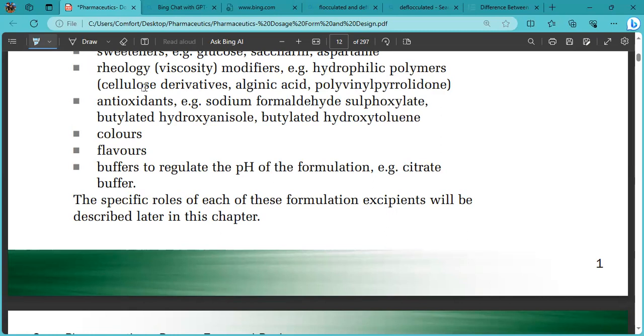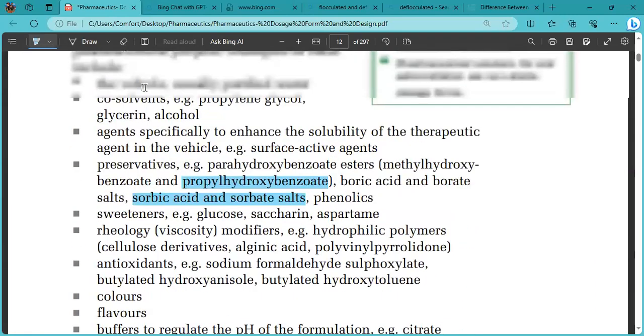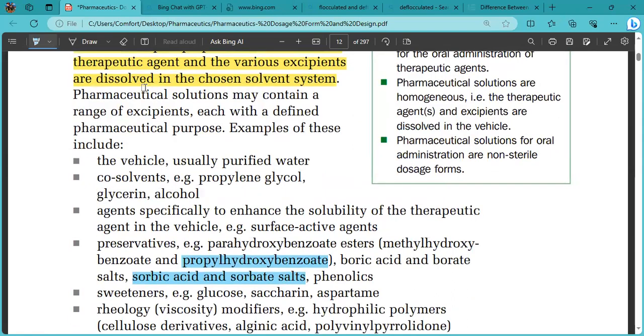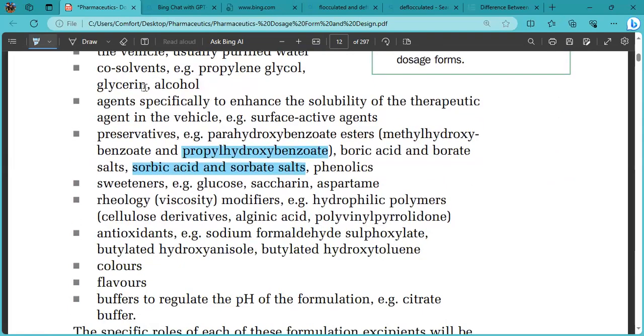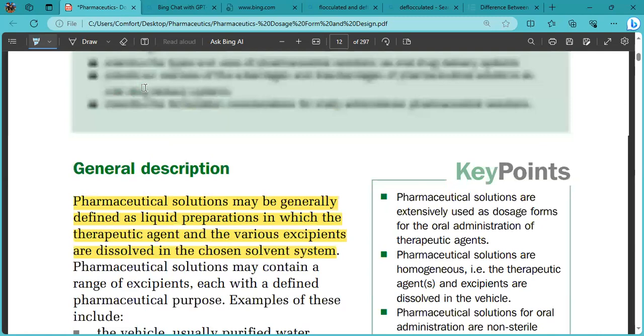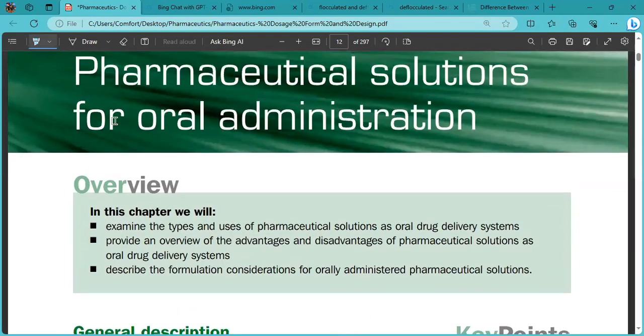And then buffers, which help to regulate the pH and keep a nearly constant pH in your entire formulation. The most common examples are the citrate buffers. These excipients, as we've mentioned, are common to nearly all oral solutions for oral administration. You find them in elixirs, in tinctures, in suspensions, in syrups.